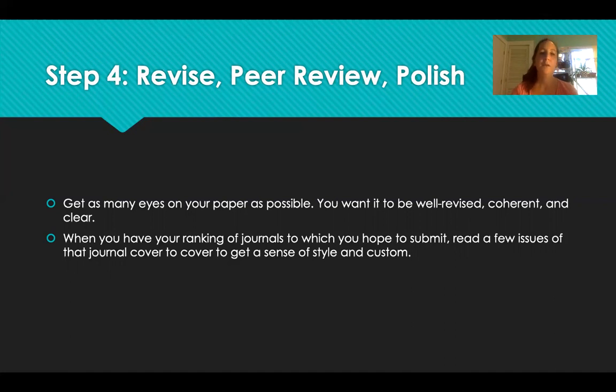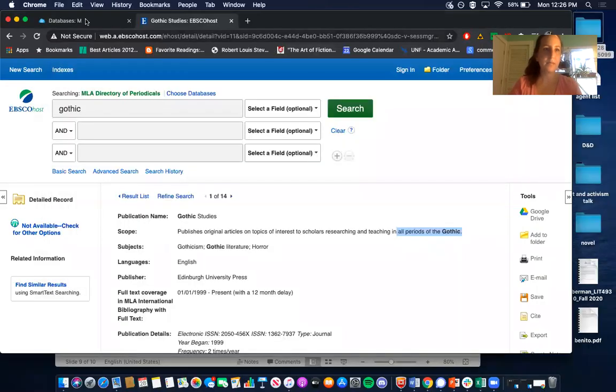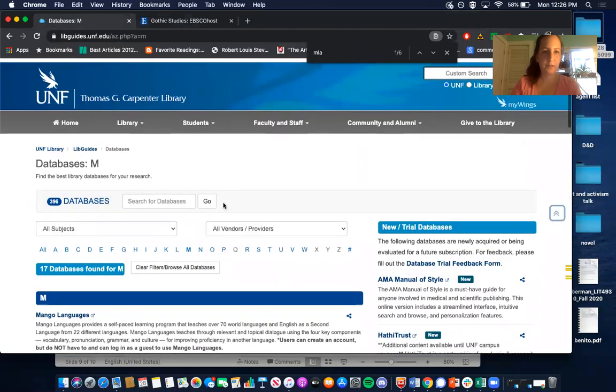So when you have your ranking of journals that you hope to submit to, read a few issues of that journal cover to cover to get a sense of style and custom. That's not usually how we do research in master's programs. You might look up your theme and just click on one article. But instead, when you go to Project Muse, I'll show you what I mean here. So I'm going to go to Project Muse.